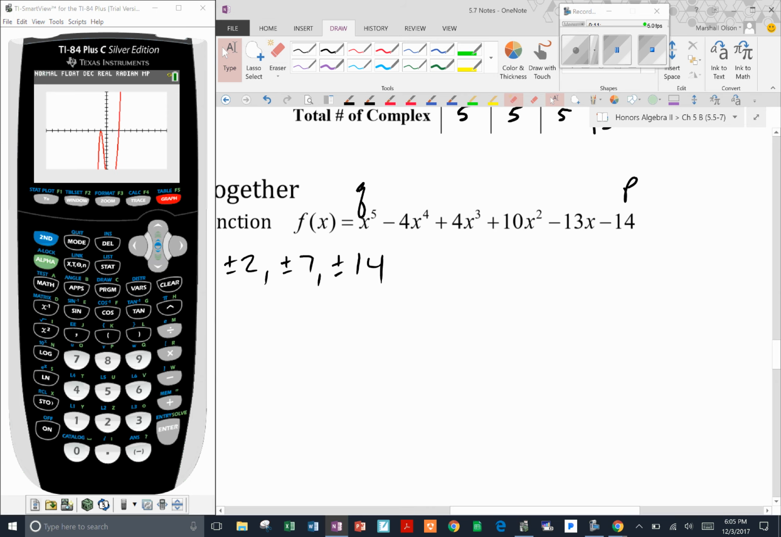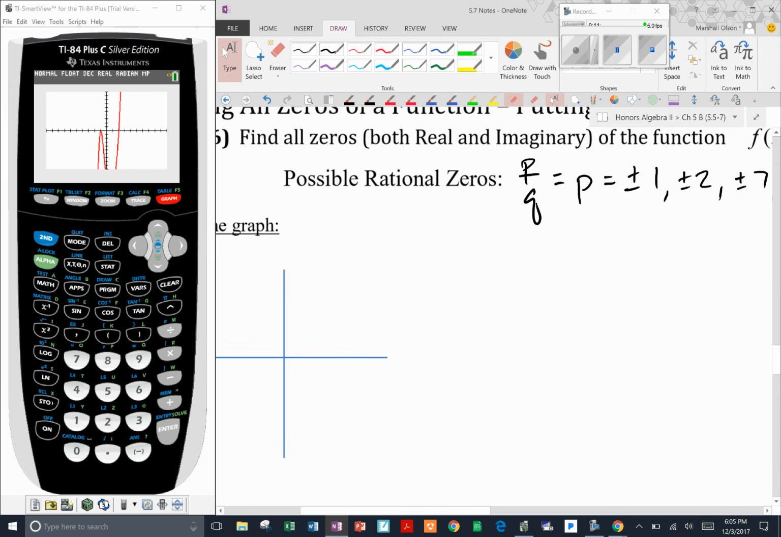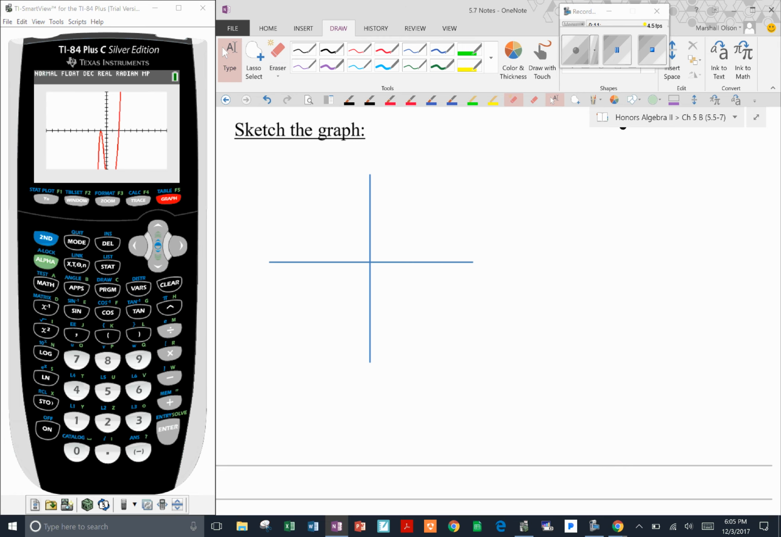Okay, we're going to do a sketch of this too. Anytime you use a graph to help you out for anything, not just these problems, but for anything, we want you to make sure that you do a sketch. All right.